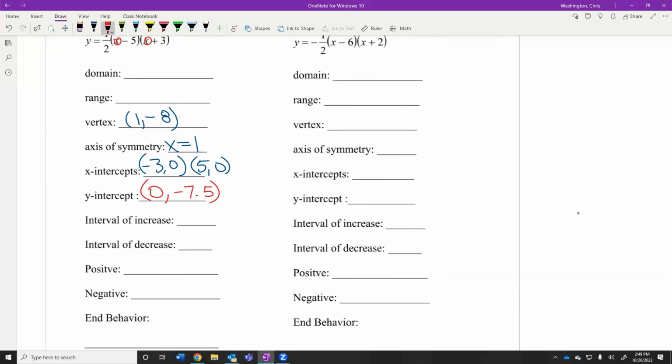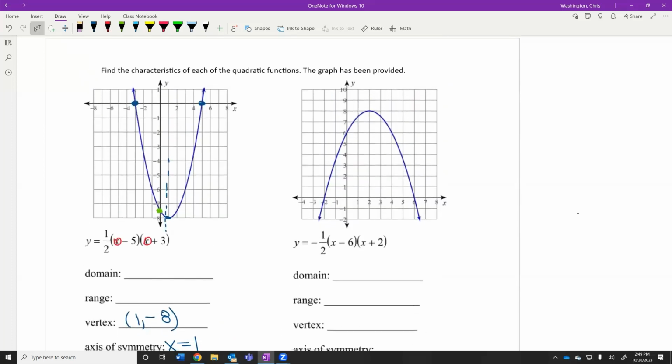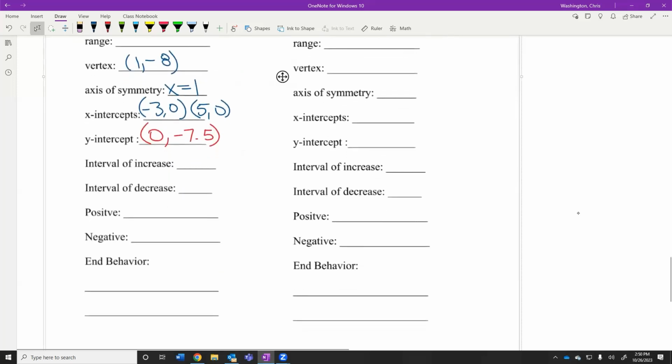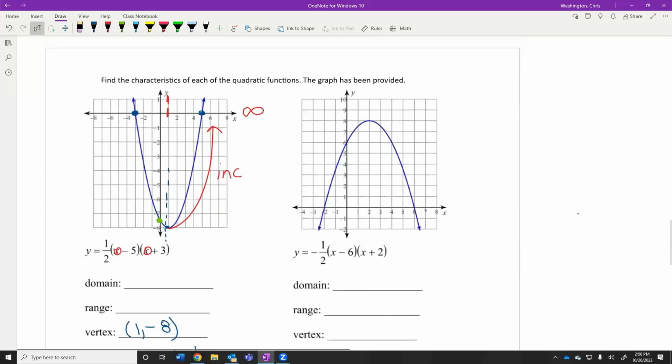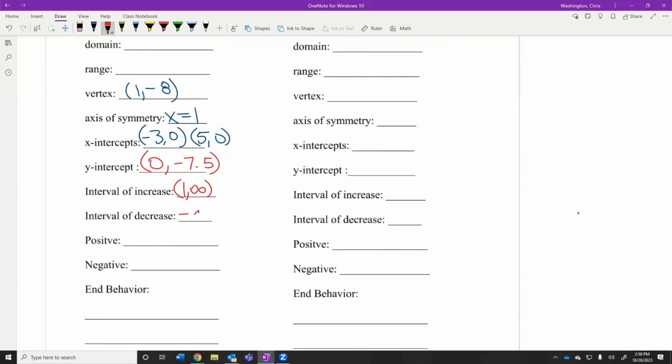All right, the interval of increase. Where is our graph increasing? It's going to be from the vertex to the right. So that's going to be from x equals 1 to x equals infinity. So from 1 to infinity is when this roller coaster would be going up from left to right. Our interval of decrease, well, this left side is where we're going to be decreasing, from -infinity to 1. So -infinity, 1.